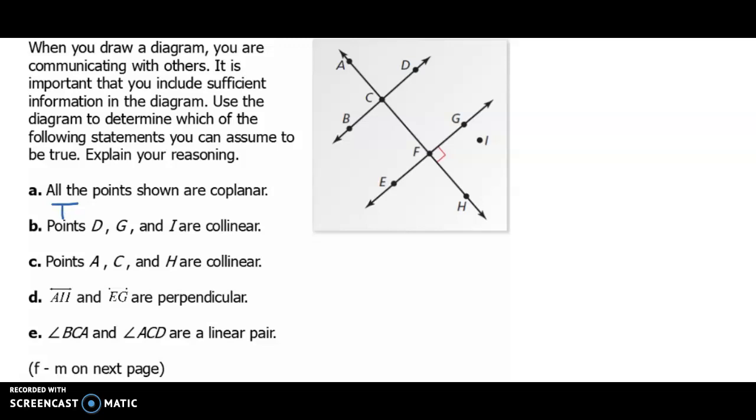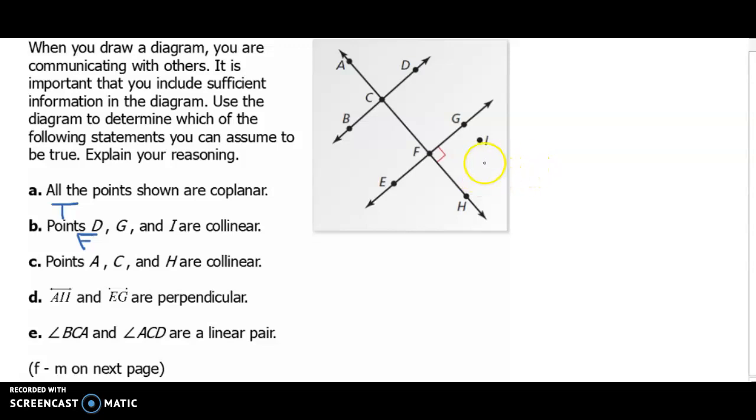All right, so part B says D, G, and I are collinear. So here's D, G, and I. Well, it sure does look like they're collinear, but can we conclude that for sure? We cannot, because there's not an actual line drawn through them. If there was a line drawn through them, then we can conclude it, but since there is not a line, we're just assuming.